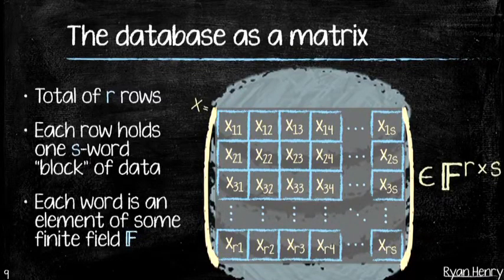So these are the things that a user might try to fetch, the rows of this database. And we've just decomposed each record into a sequence of words, of elements from this field, using some sort of encoding mechanism.